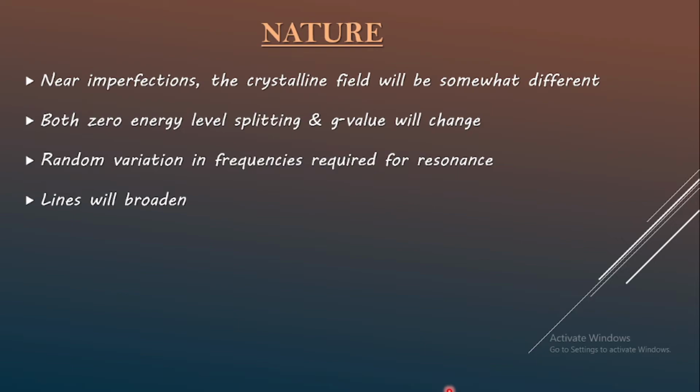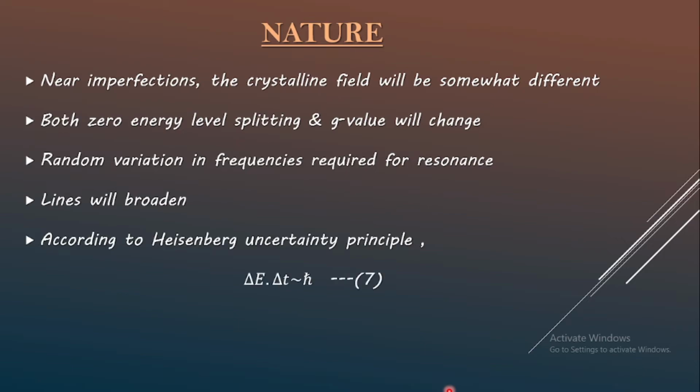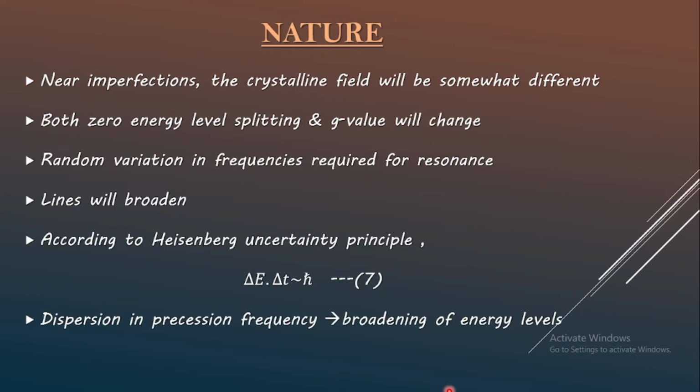And to understand this, we need to go to quantum mechanics, and according to the Heisenberg uncertainty principle, we have delta E into delta T approximately equal to h cross, where we know energy and time are canonical conjugates. So delta E represents the spread of energy levels and delta T represents the mean lifetime of the state. Thus, dispersion in precession frequencies will give rise to a broadening of the system's energy levels.